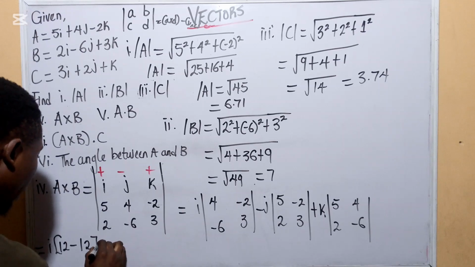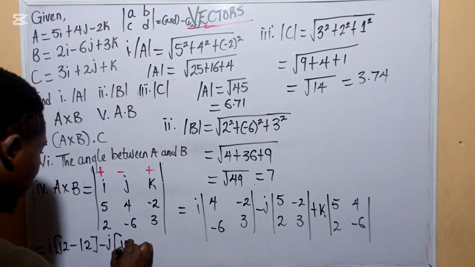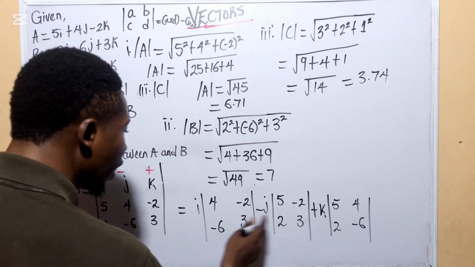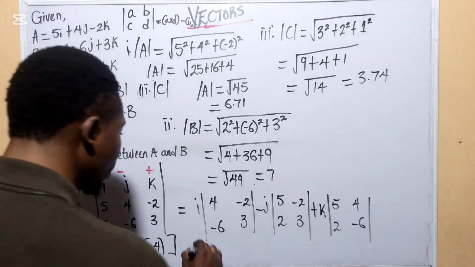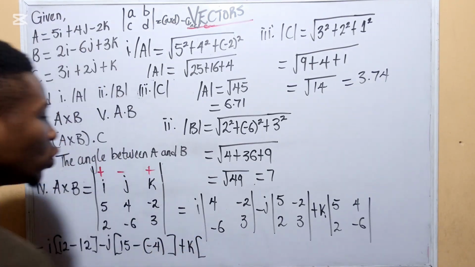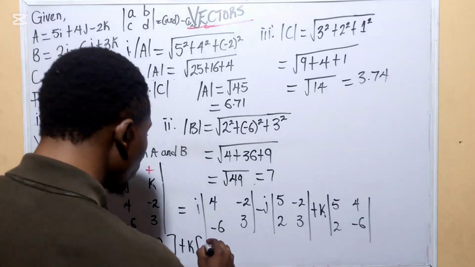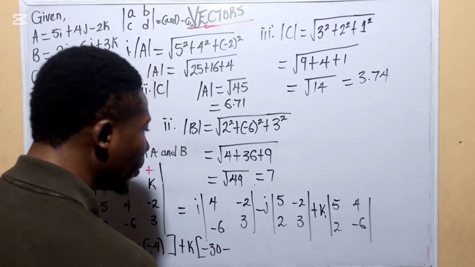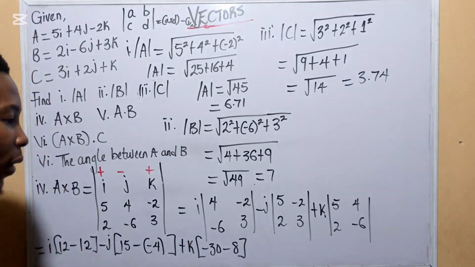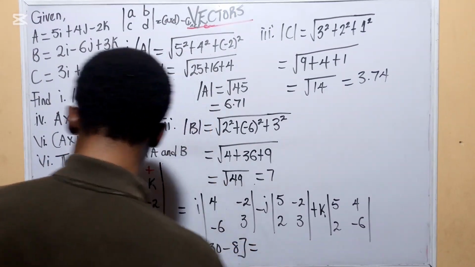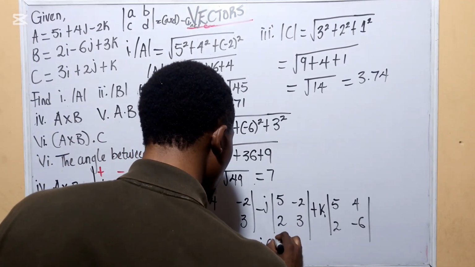So it becomes minus j into 5 times 3, that gives us 15, minus 2 times 2, that gives us minus 4, close the brackets, plus k into, now 5 times minus 6, that gives us what? Minus 30, minus 4 times 2, that gives us 8. All right, so this is going to be equal to 12 minus 12, of course, gives us 0. So that's going to be I into 0.